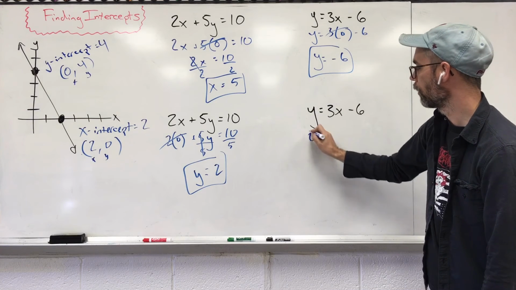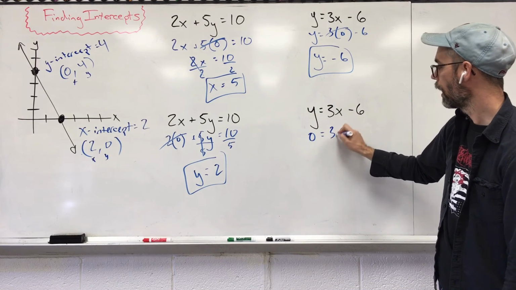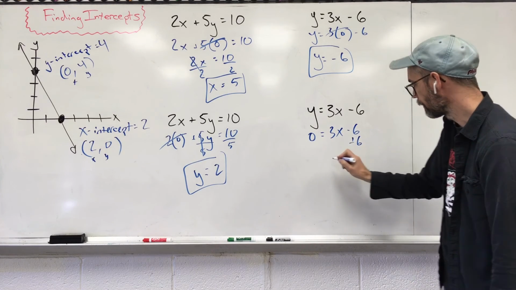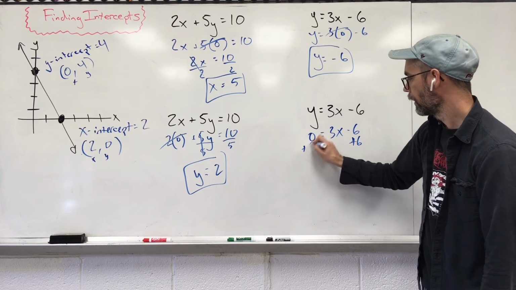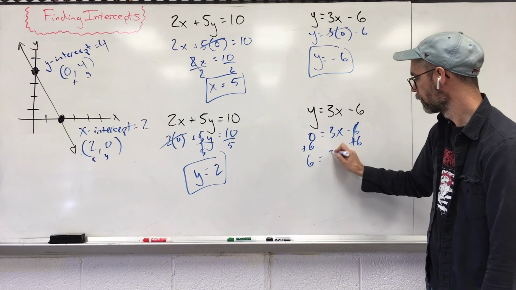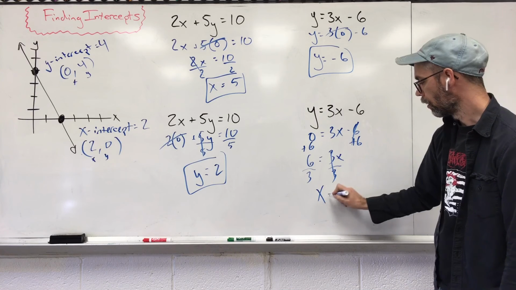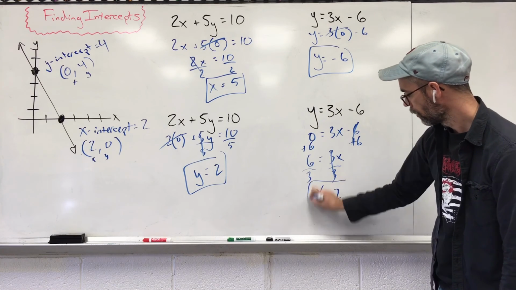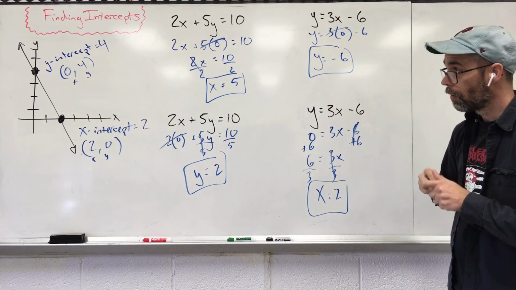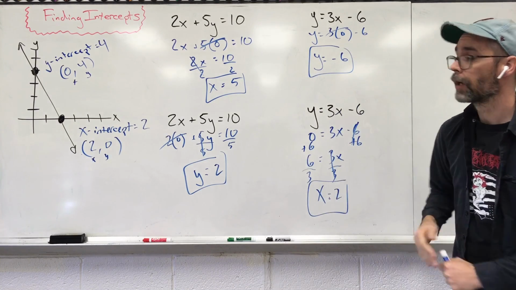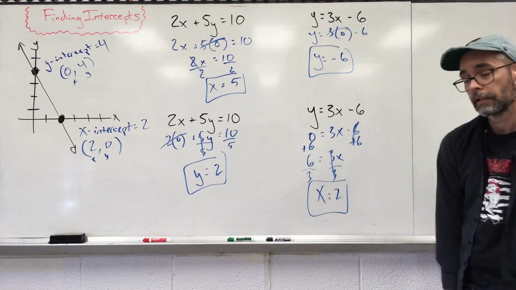What about if we put the 0 on the outside for the y? Well, now there's just a little bit of work that we have to do. Get the x alone, add 6, and then divide. Our x-intercept in this case will be 2. So finding x and y intercepts: plug zeros into the equation, and you'll find the other variable, and that's finding intercepts.